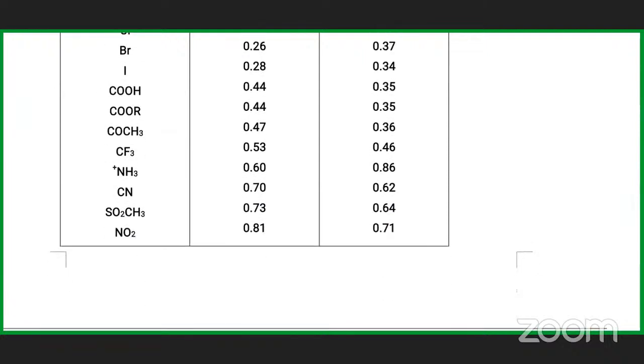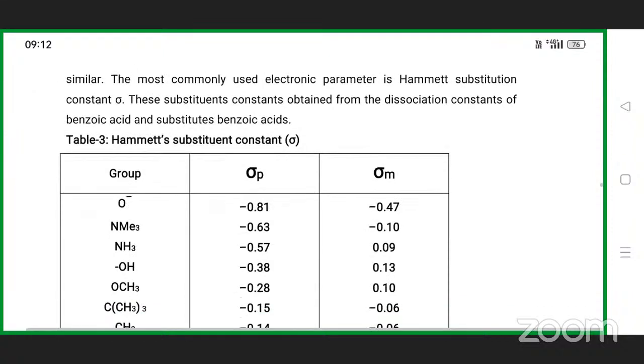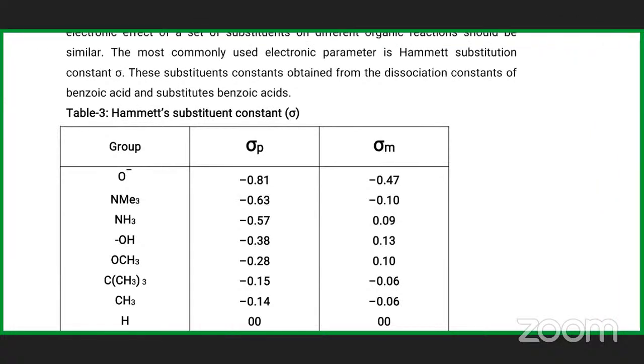In the same way, for the nitro group you can see at para it is 0.81, at meta 0.71. So these values guide us as to which substituent we need to consider for getting the better value in order to generate a QSAR model. So, depending on our requirements.